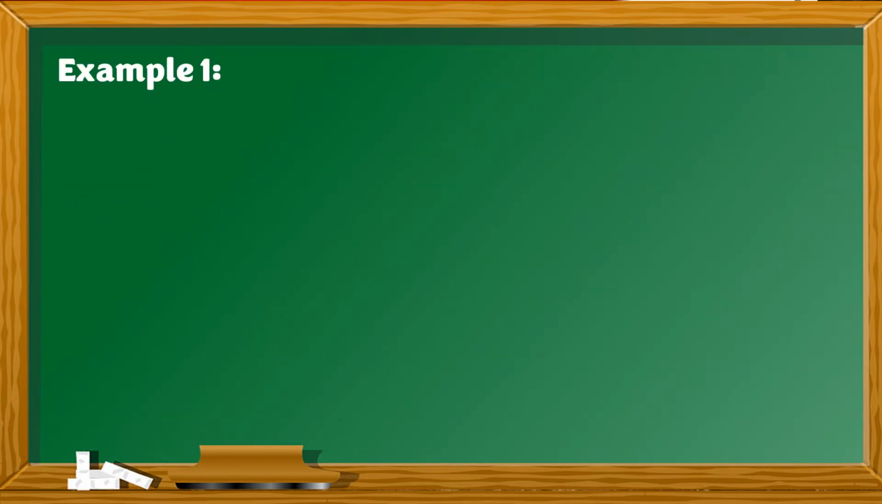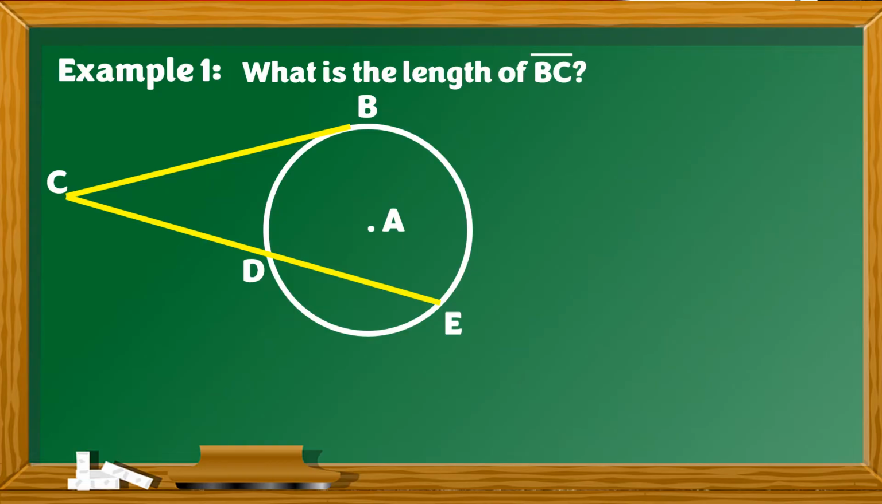Let's have example number 1. What is the length of line segment BC? In the illustration, we have circle A. Line segment BC is the tangent line of circle A, and line segment CE is the secant line of circle A. Let's have now the measurements of the line segments. Line segment DE is 7, line segment CD is 9, and we're going to solve for the length of line segment BC.